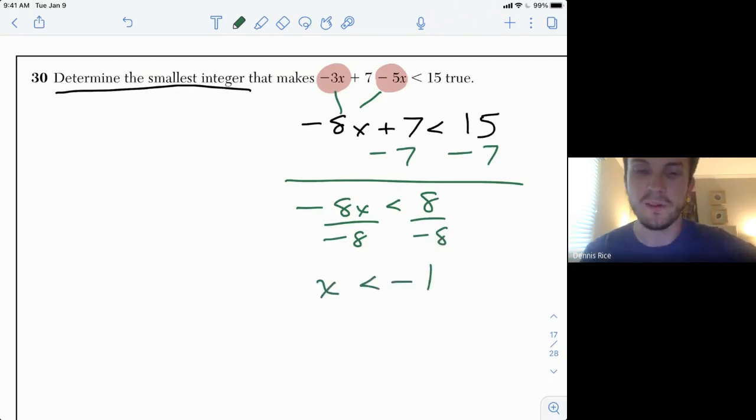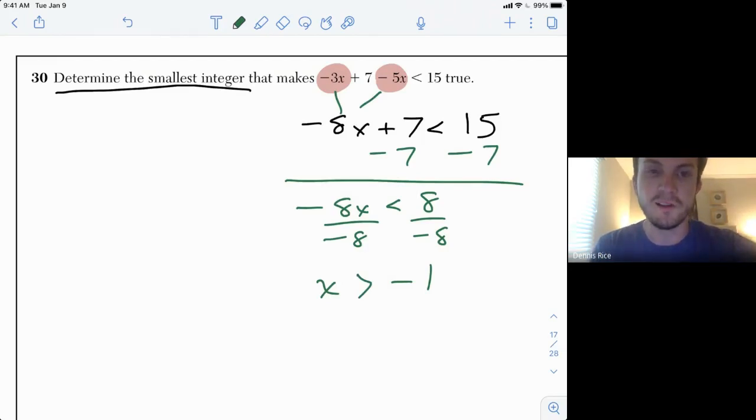What mistake did we make here? We divided by negative 8. 8 divided by negative 8 is negative 1. What mistake do we make? You got to flip the sign. Flip your sign. So your answer is x is greater than negative 1, which isn't the answer, because now we want to analyze it.